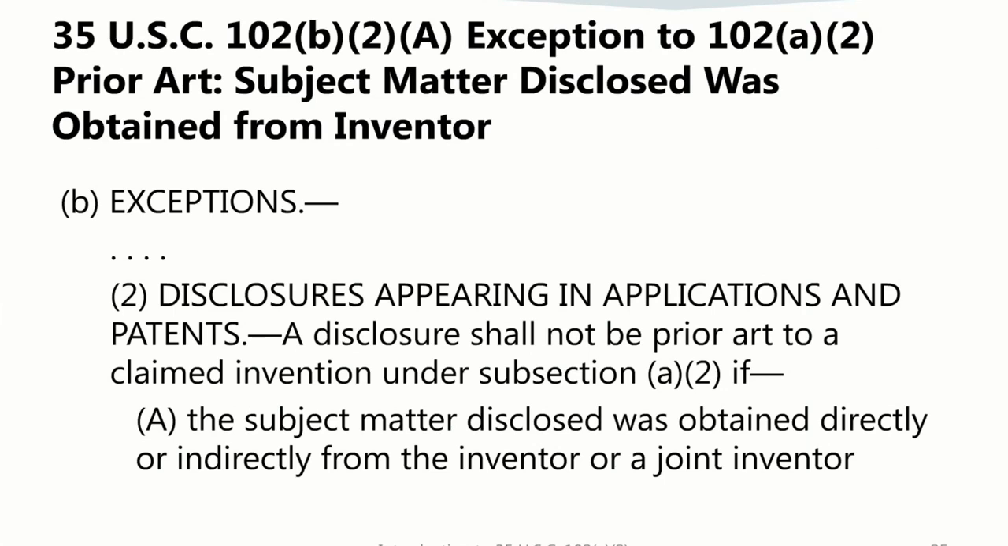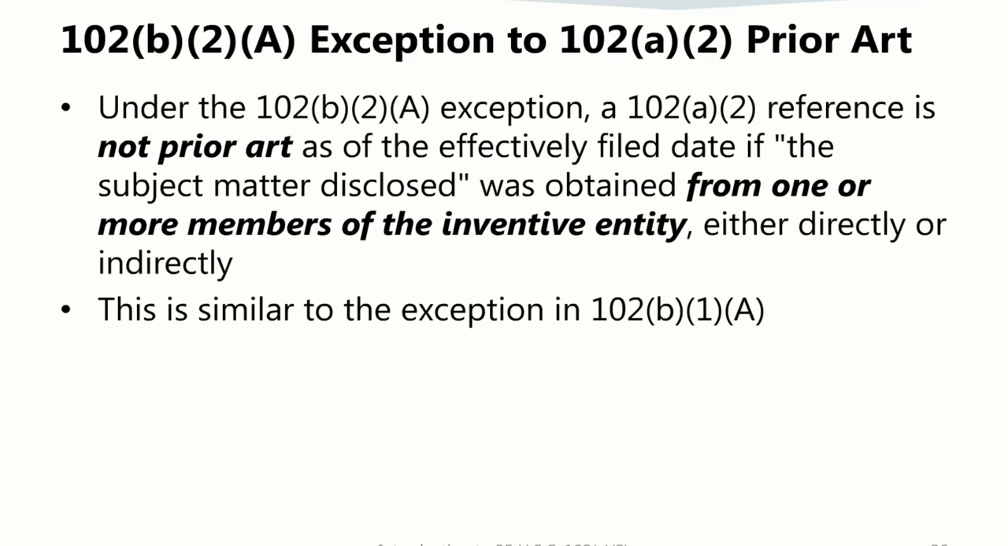We will preview the 102B2A exception. Here is the statutory language for that exception only. Under the 102B2A exception, a 102A2 reference is not prior art as of the effectively filed date if the subject matter disclosed was obtained from one or more members of the inventive entity, either directly or indirectly.